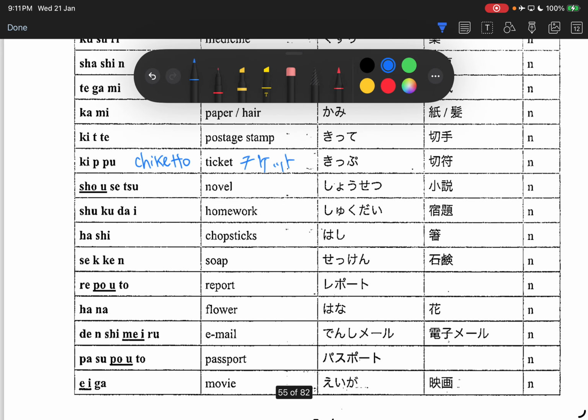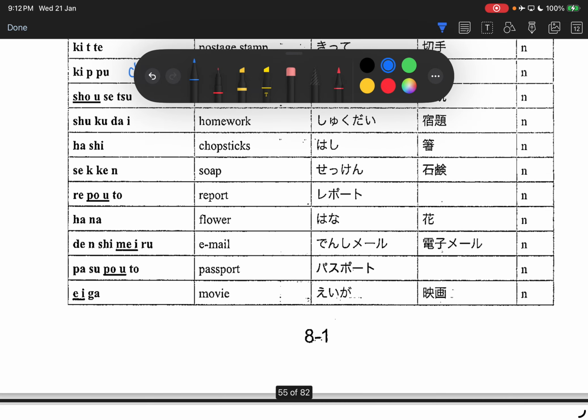Denshi meiru. You see the meiru is M-E-I-R-U, but there's no separate I sound. If you look back on your first lesson, E-I means it's a long E sound. You don't need to pronounce the I separately. So it's just a long M-E sound. Meiru. Just go back and revise your first lesson.